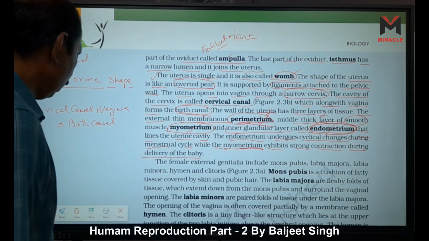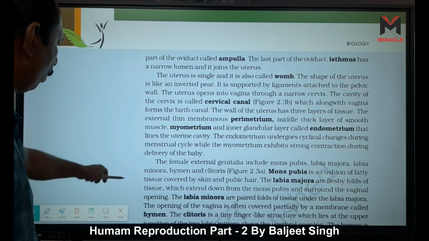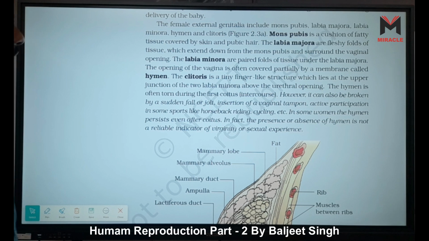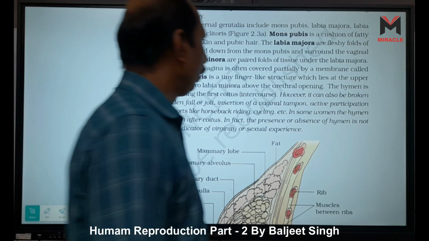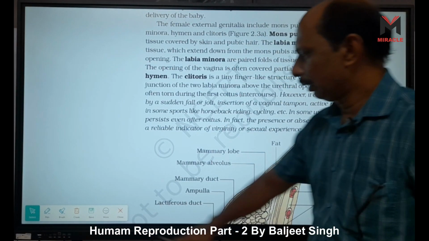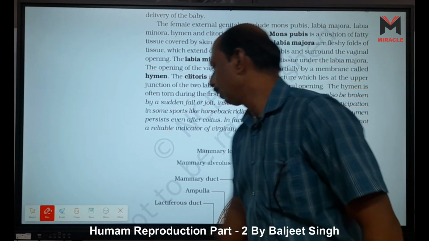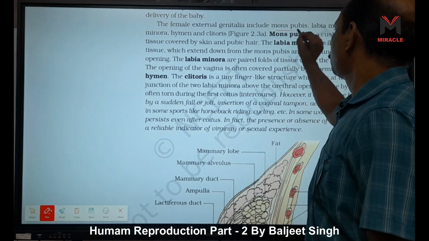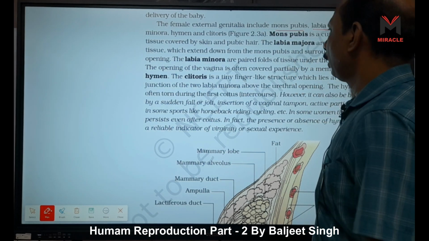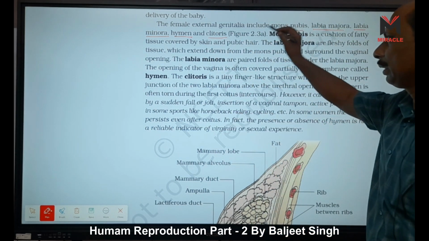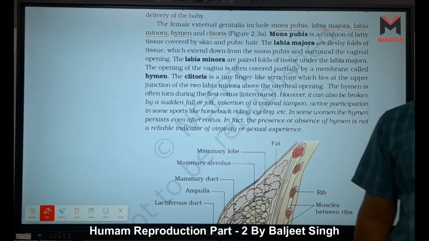Then after, the external genitalia is given here. We will read this one. Then after, I will open the structure. The female external genitalia includes mons pubis, labia majora, labia minora, hymen, clitoris. These are the parts of external genitalia.